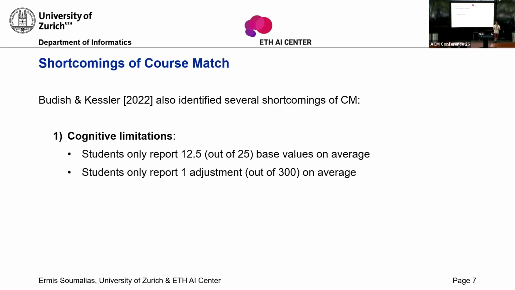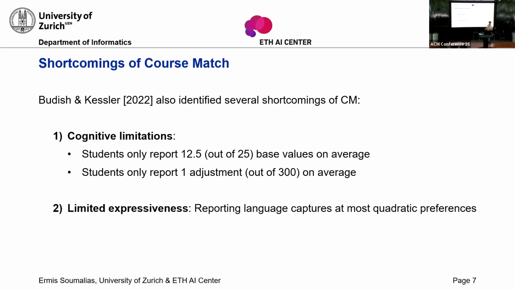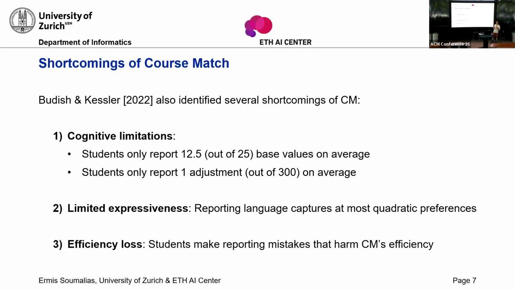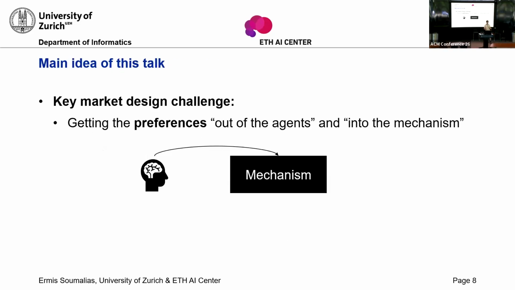Students on average only reported a base value for half of the courses in the experiment, and they only reported one adjustment out of the 300 possible. The language itself also has limited expressiveness, as it can capture at most pairwise interactions among courses. These factors combined led to students making reporting mistakes, which hurt the mechanism's efficiency. And this should not come as a surprise. It's often the case in market design that one of the key challenges is getting the agents' preferences out of their heads and into some well-functioning theoretical mechanism.